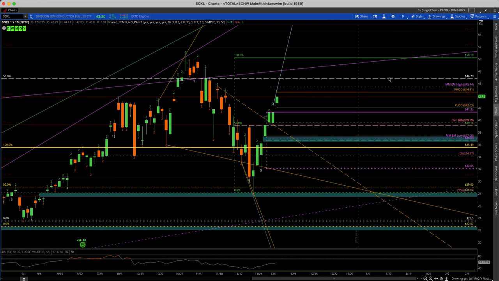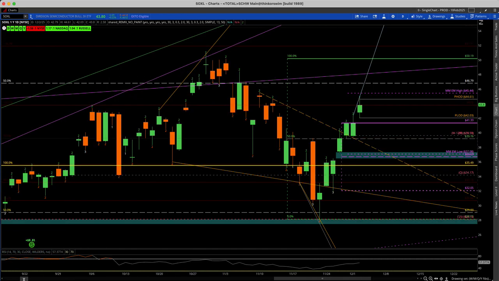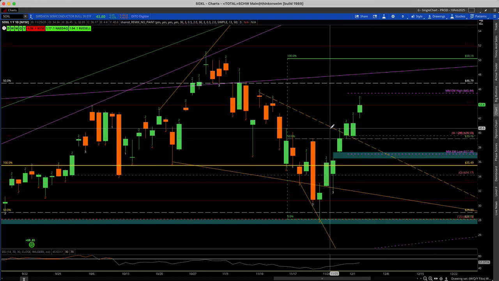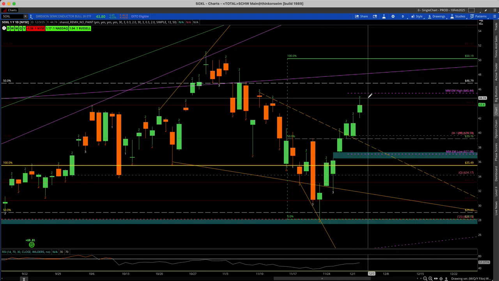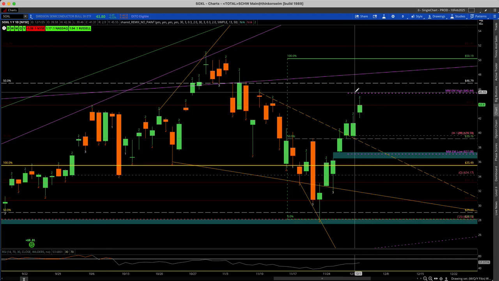Let's go to the day chart. We're obviously continuing to go 2 up on the day consecutively, right? If we go 2 up, we've got the continuation. And again, that 46.79 is that level that we're looking at for tomorrow.